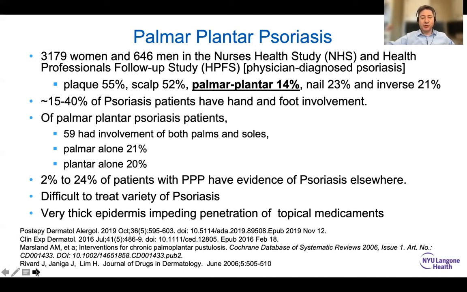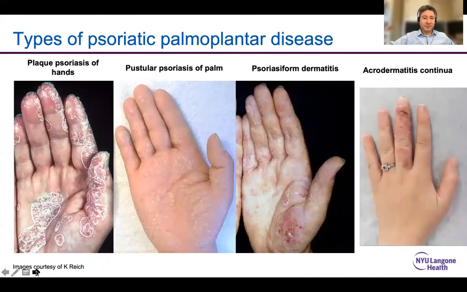But one thing is for sure, when you have palmoplantar psoriasis, you already are dealing with a very thick stratum corneum on the palms and soles, which makes the penetration of topical medication very hampered. Now, when we look into psoriasis on the palms and soles, there are subtypes. Plaque psoriasis that looks very much like plaques on the body. Then pustular psoriasis of the palms, where you literally see papules or lakes of pus that might make the uninformed provider think that there's an infection, but these are sterile pustules.